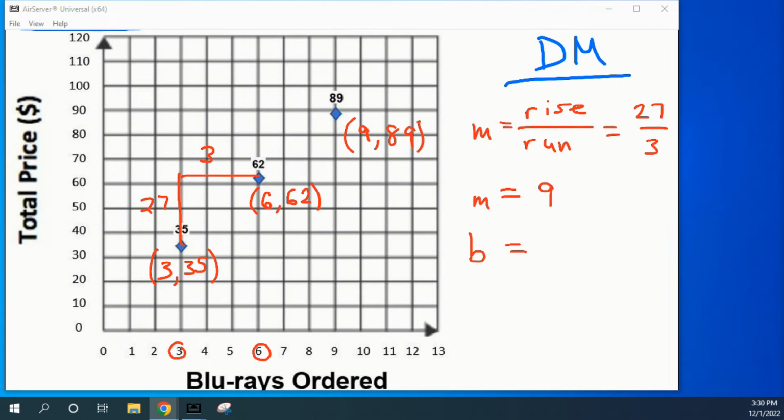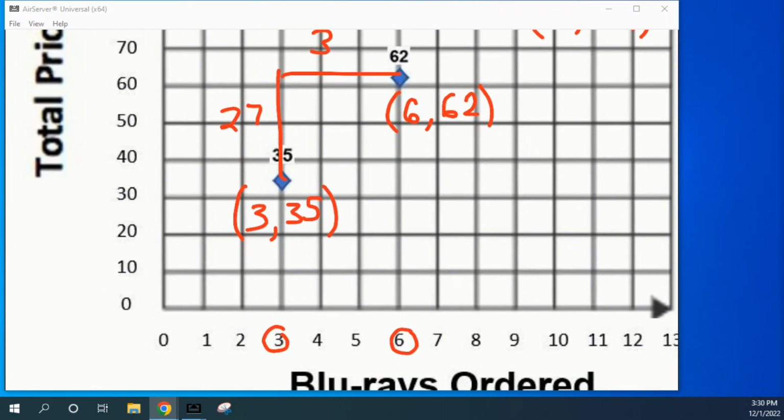What you can do is plug your slope back into y equals mx plus b, and then substitute in an x or a y from the ordered pair. What a student earlier today thought of was, can't you just go backwards? Yeah, I mean, you can. If I go from this 35 point, that change is still going to be 3, because the rise and the run are still the same. So then I'm going to have to go down 27 to find my y-intercept.